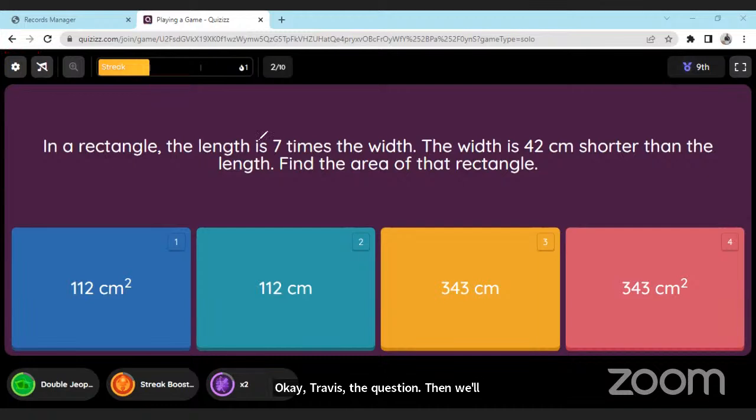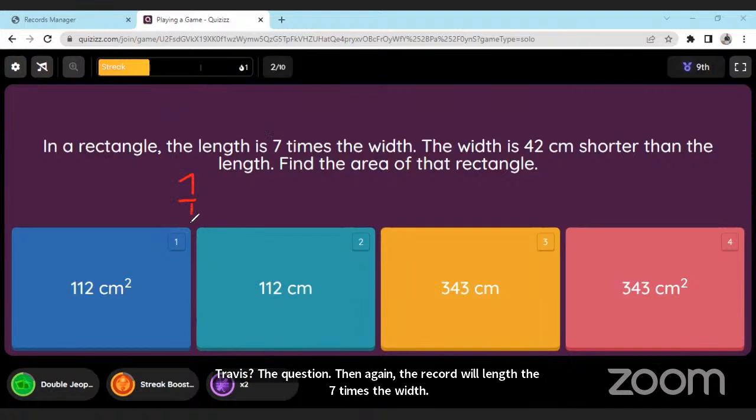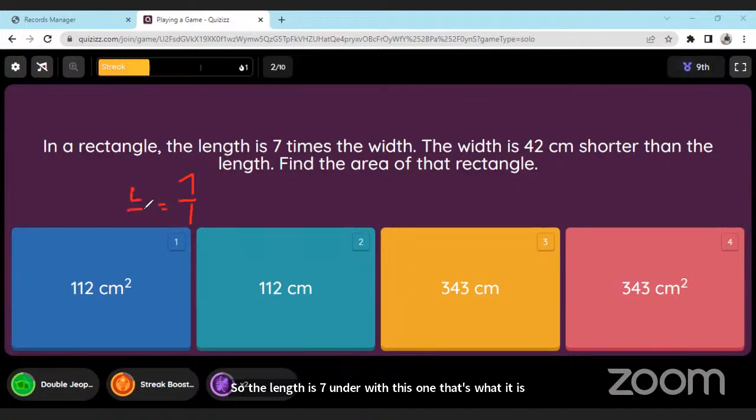The rectangle's length is 7 times the width. So the length is 7 and the width is 1. That's what 7 times the width means. Length is 7, width is 1. Okay, the width is 42 shorter than the length. Shorter than. Okay, solve it. We'll check it.